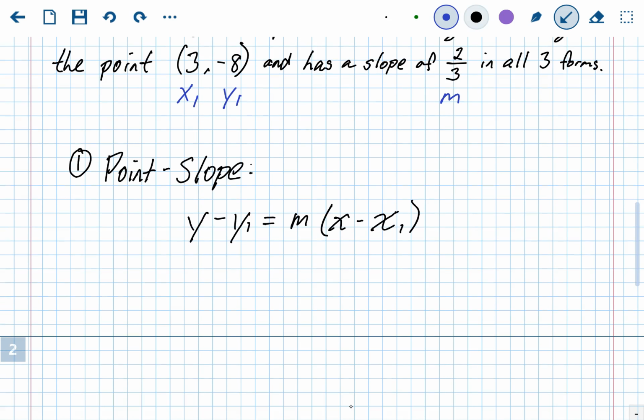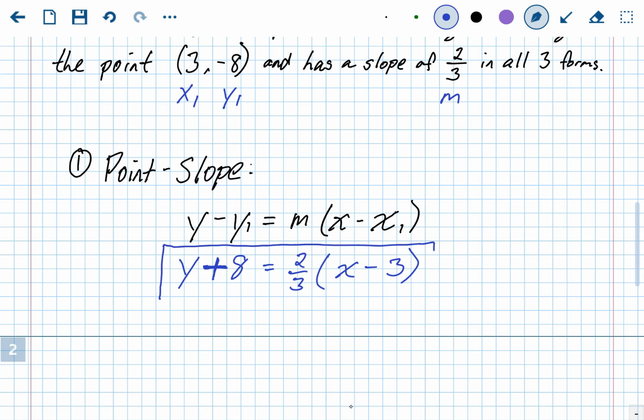So y minus y1, y minus negative 8. Now again, instead of minus negative 8, you just write it as plus 8. So y plus 8 equals the slope 2/3 times x minus x1. x1 is 3, so x minus 3. So this one is done. We're in point slope form. Can't do anything else with that. You leave it in point slope form. So we'll label it PS, point slope. All right, that's the first form.